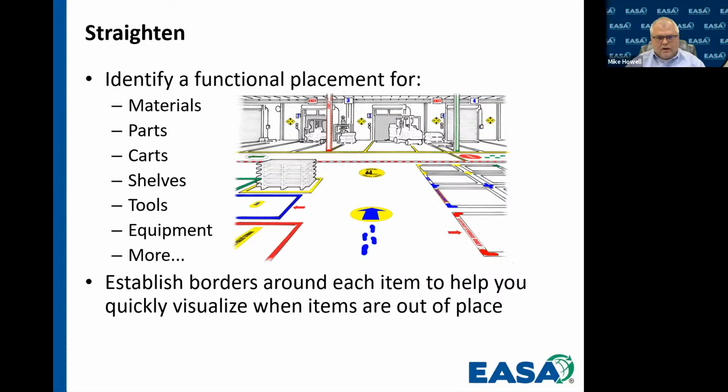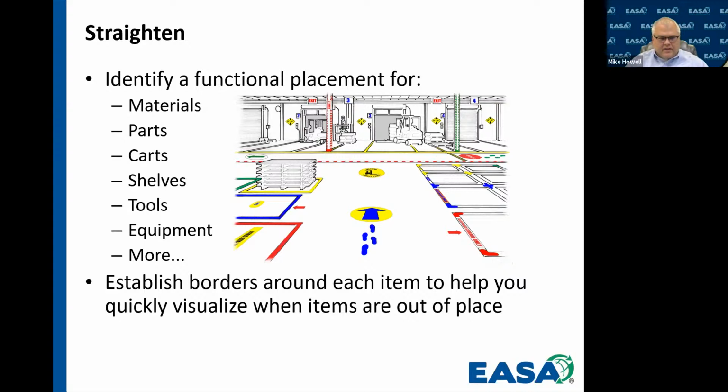You also want to organize and lay out your work area with borders around items, so that you can quickly visualize when they're out of place. Things like pallet jacks, garbage cans, brooms, mop carts, any of those types of things that need a place to live, you want to mark the floor around them with marking tape. You can actually buy kits for 5S for that. It's easily removed, but pretty durable as well.